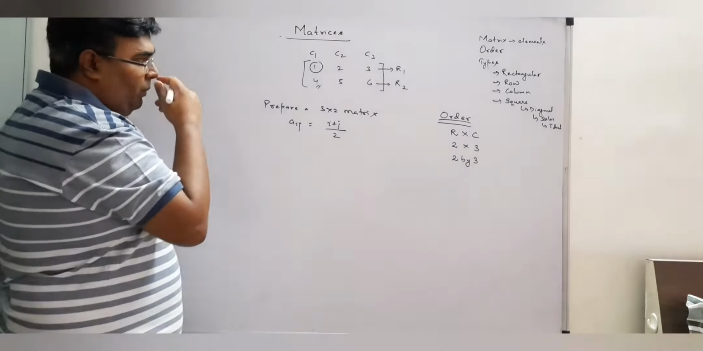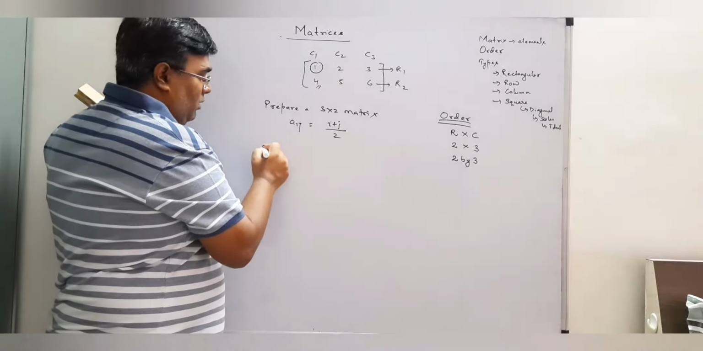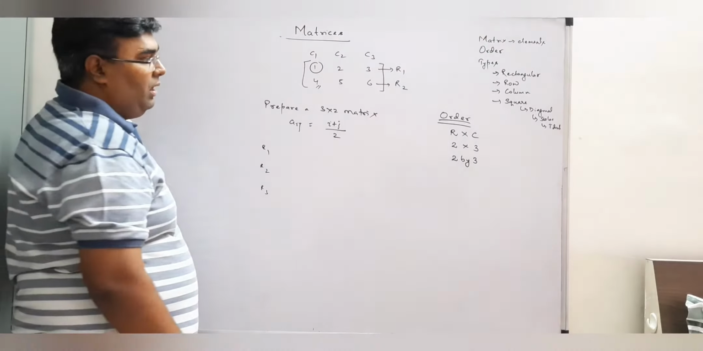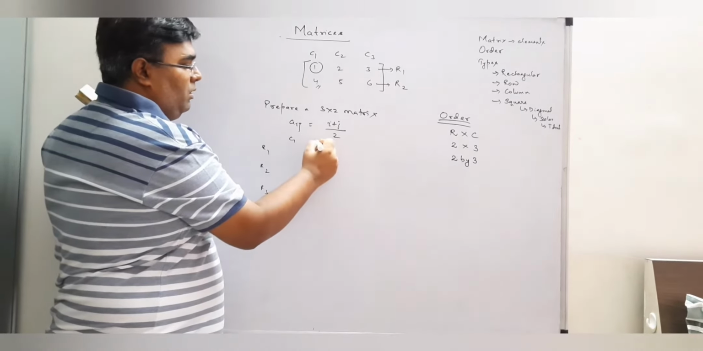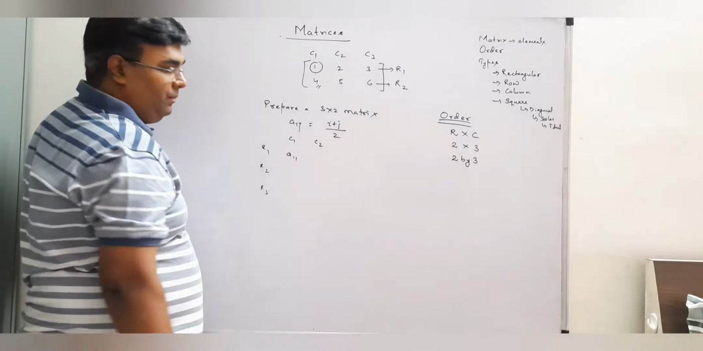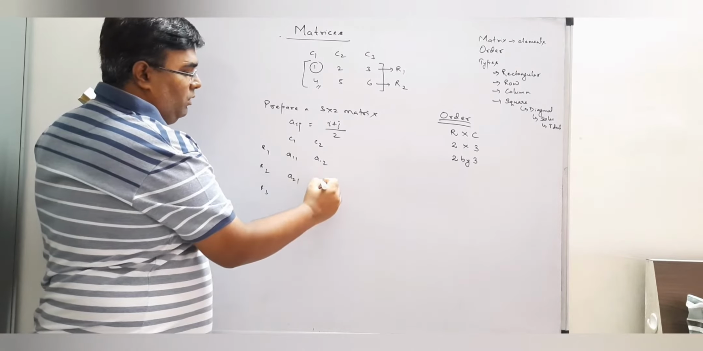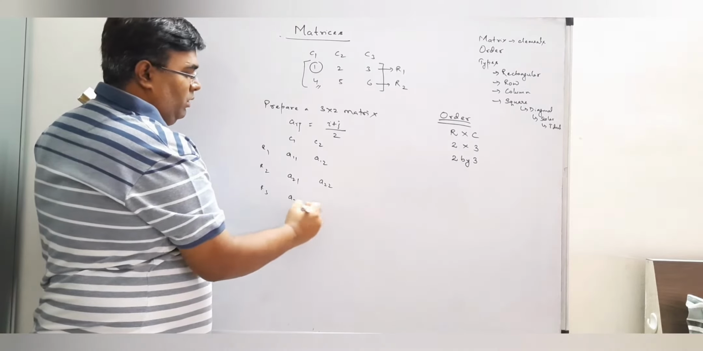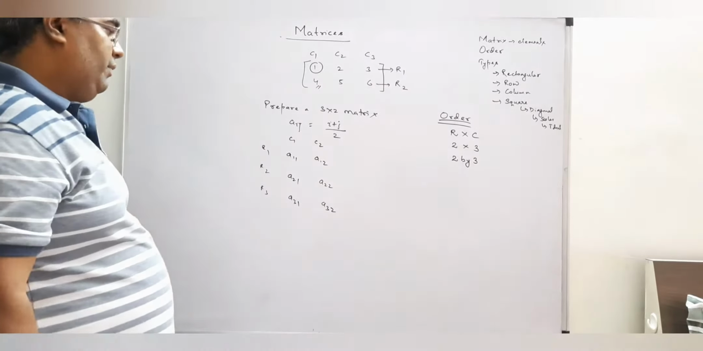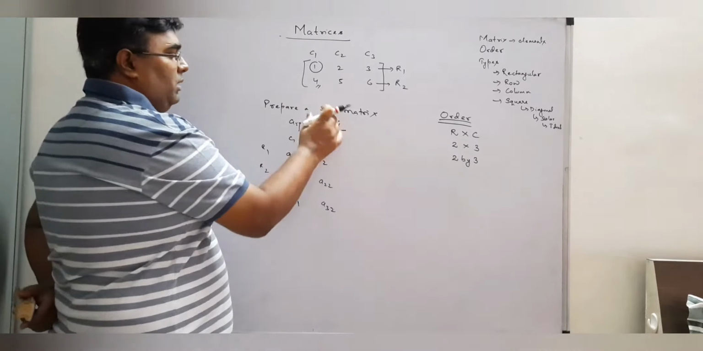A 3 by 2 matrix means there are 3 rows, R1, R2, R3, and two columns, C1 and C2. So the elements are A11, A12, A21, A22, A31 and A32. We need to find these numbers, and these numbers are defined by this formula.